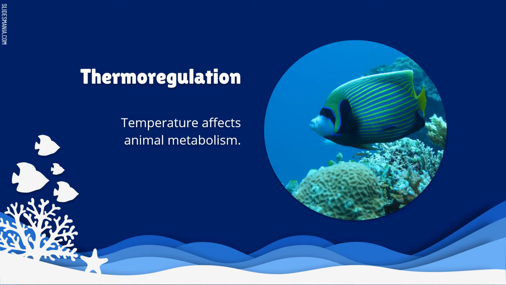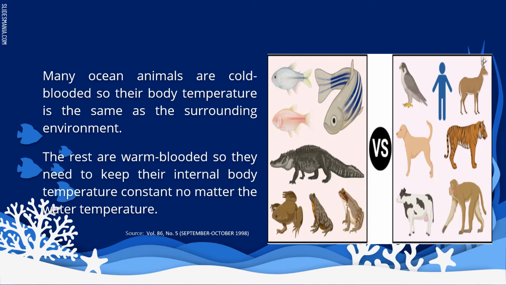Next, thermoregulation. Temperature affects animal metabolism. If the temperature increases, their processes increase and vice versa. So, body temperature needs to be maintained. Many ocean animals, such as fishes and sharks, are cold-blooded, so their body temperature is the same as the surrounding environment. The rest are warm-blooded, so they need to keep their internal body temperature constant no matter the water temperature.